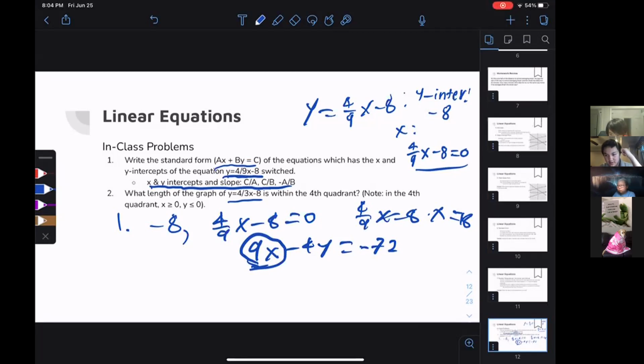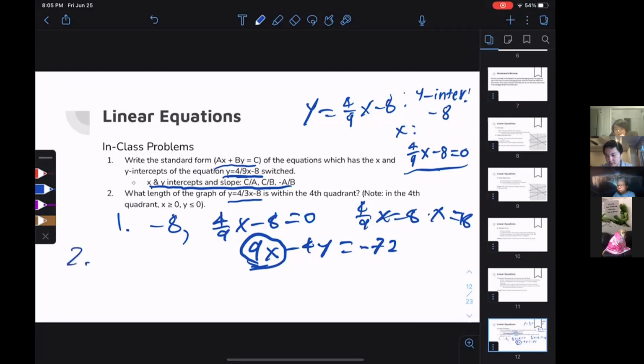Alright, so that's basically it for number 1. Just find the swapped intercepts first, and then find the line's equation based off of that in slope-intercept form, then convert it.